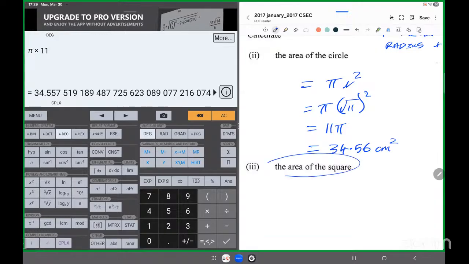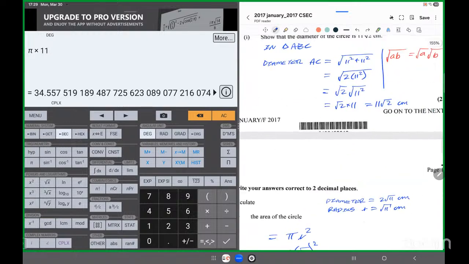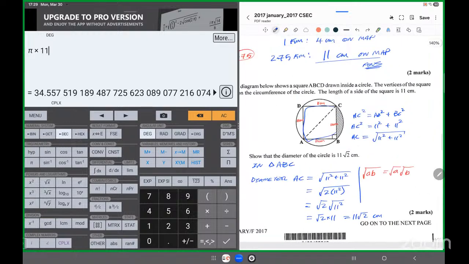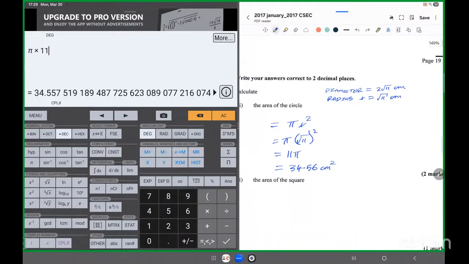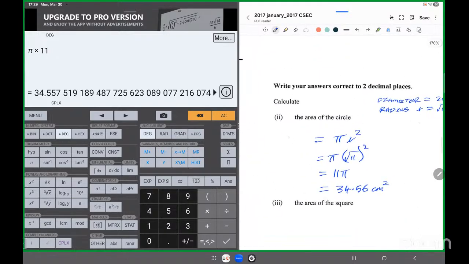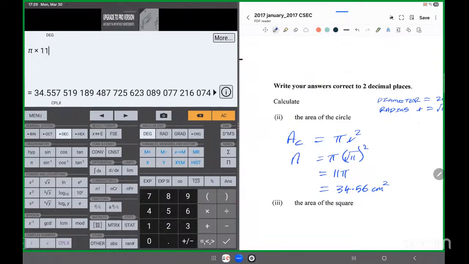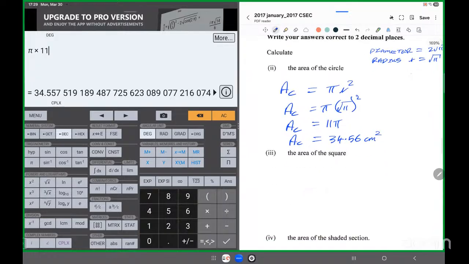Then I want the area of the square. The area of the square is just 11 times 11, isn't it? Remember the size of the square? It's an 11 by 11 square, right? You have the circle, then the area of the square. The area of the square is 11 times 11, which is 121.